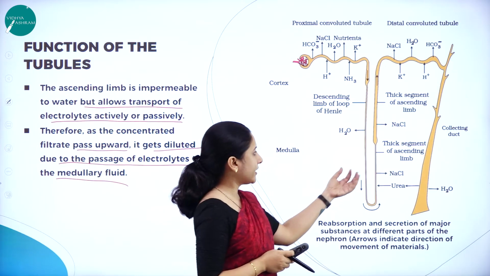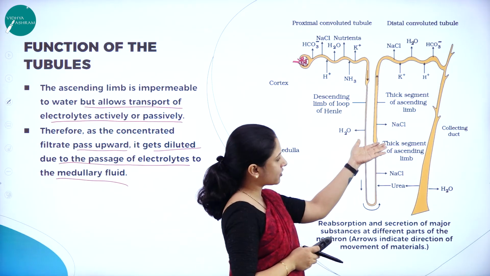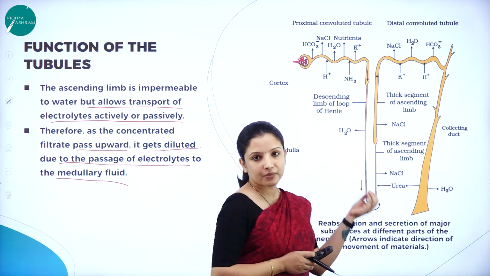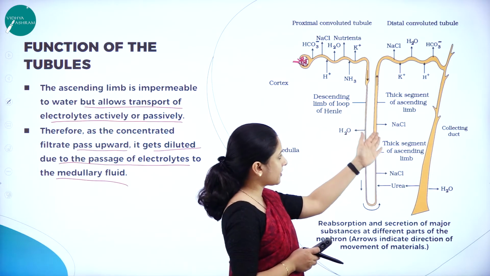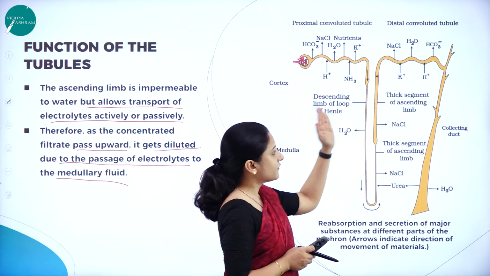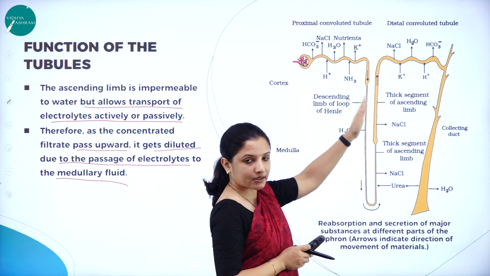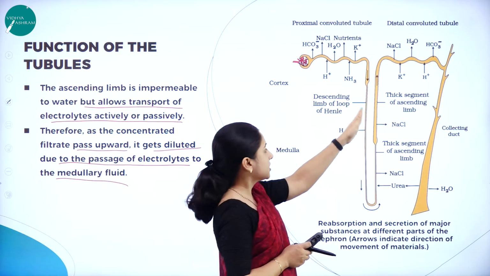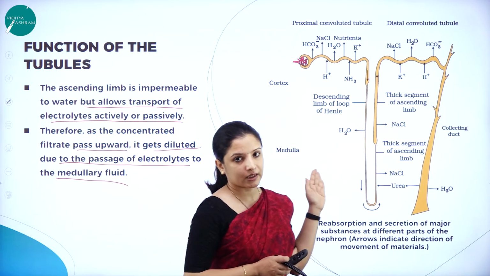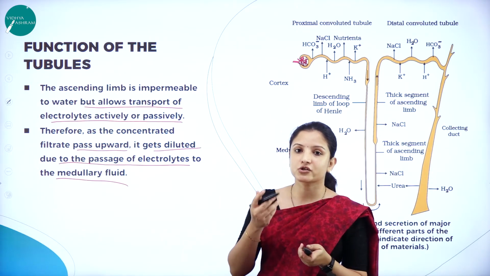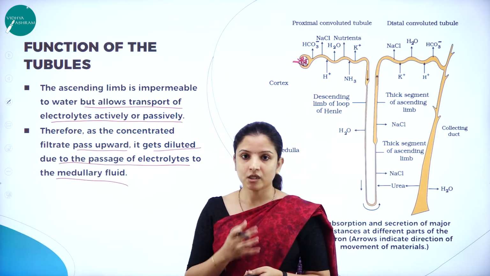So, again here dilution occurs. Why? Because it is permeable to electrolytes. It will help in the passage of the electrolytes from the nephron, that is from the ascending loop of the Henle's, into the medulla part of the kidney. So that is how the concentration of the urine will get reduced.